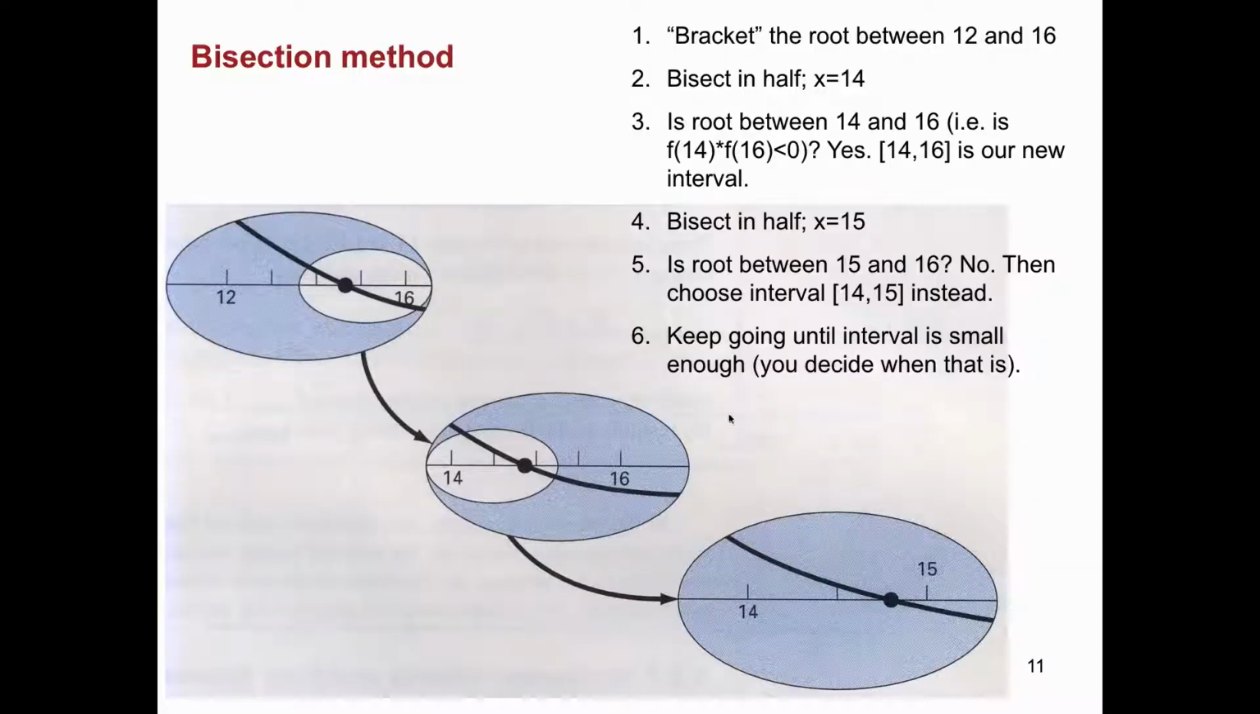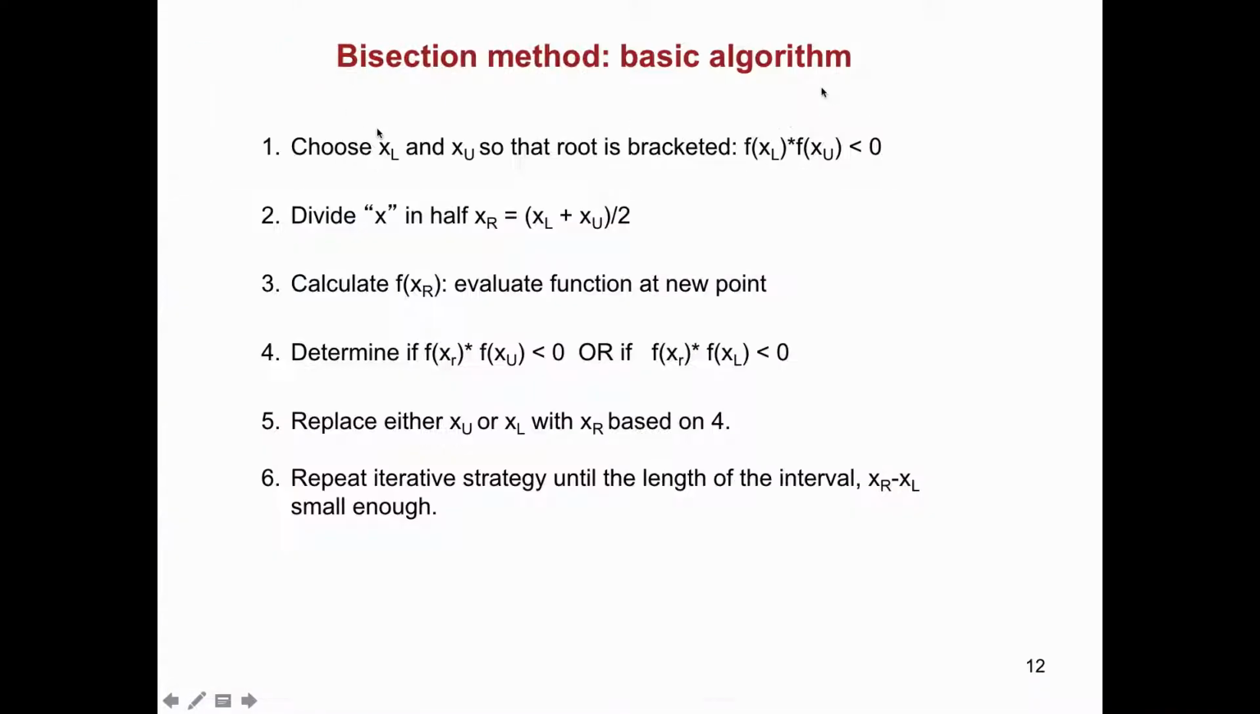And again, next thing that I need to do is basically bisect in half. Actually, this is a little more algorithmic. So find xr, that is the midpoint. And then for f of xr, go and evaluate. Is f of xr times f of xu less than 0? Or is it that f of xr times f of xl is less than 0? Because basically that's telling me whether my left or right subinterval is my new bracket. Okay? And then I just replace things accordingly.